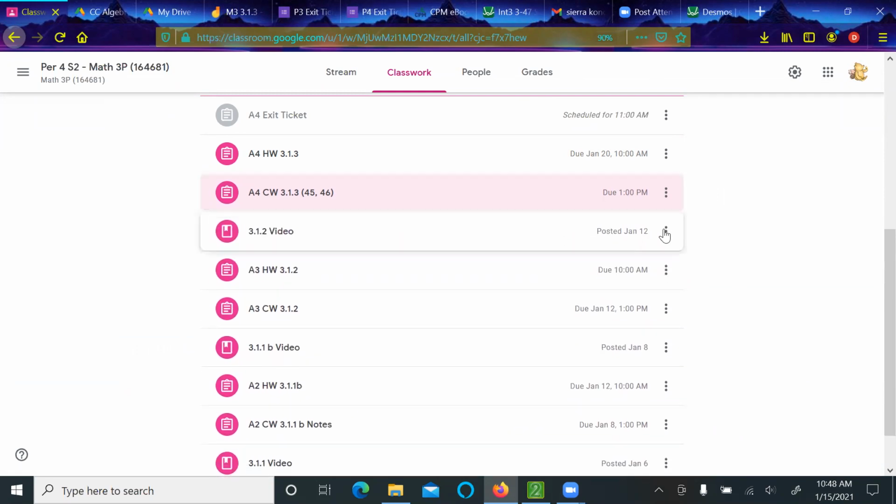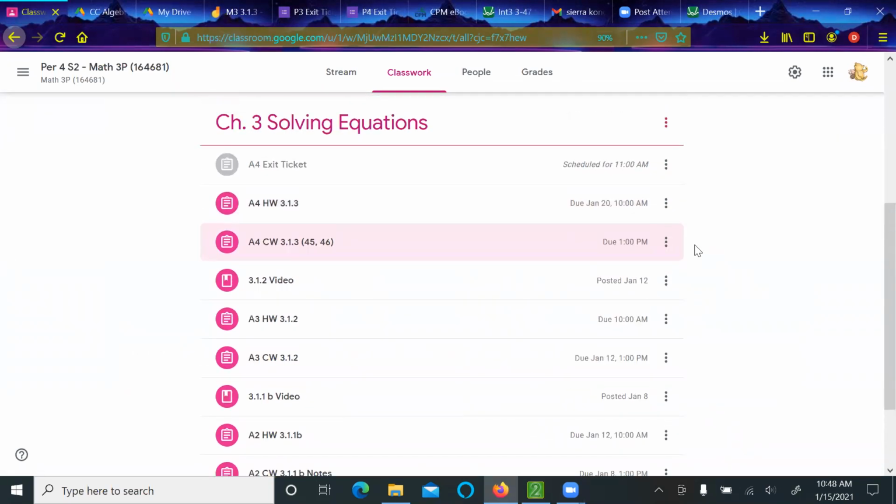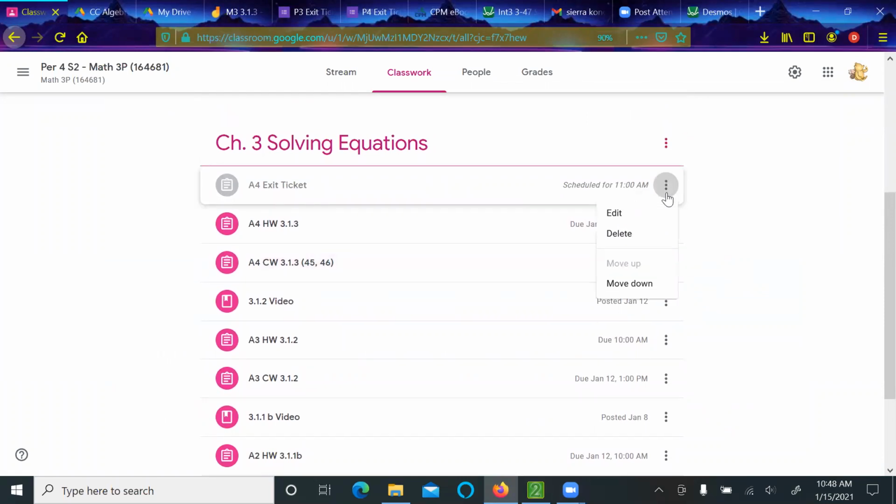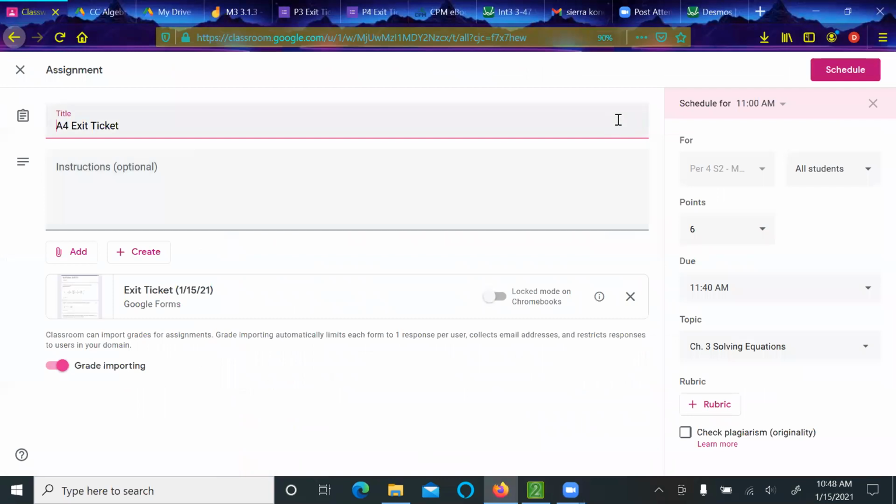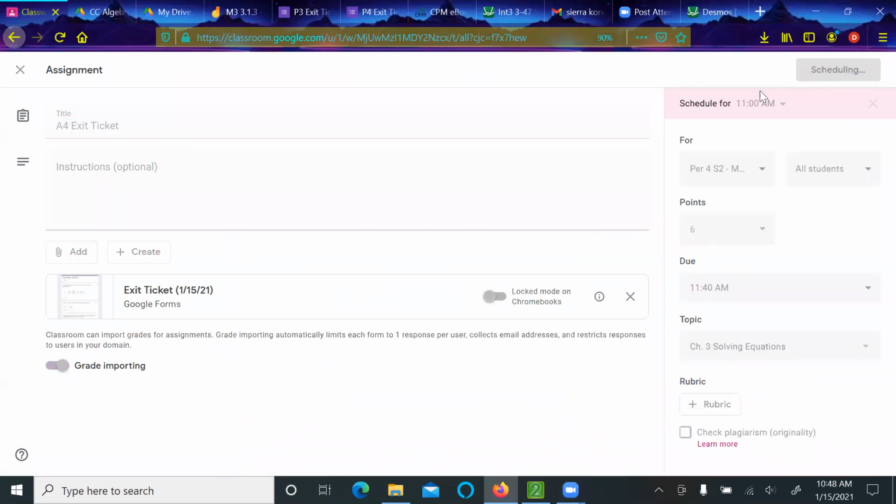Your exit ticket. Oh, you know what? Let me post this because it says I scheduled it for 11. So I need to schedule it right now. Exit ticket. Schedule it for, oops, I pressed the wrong button.